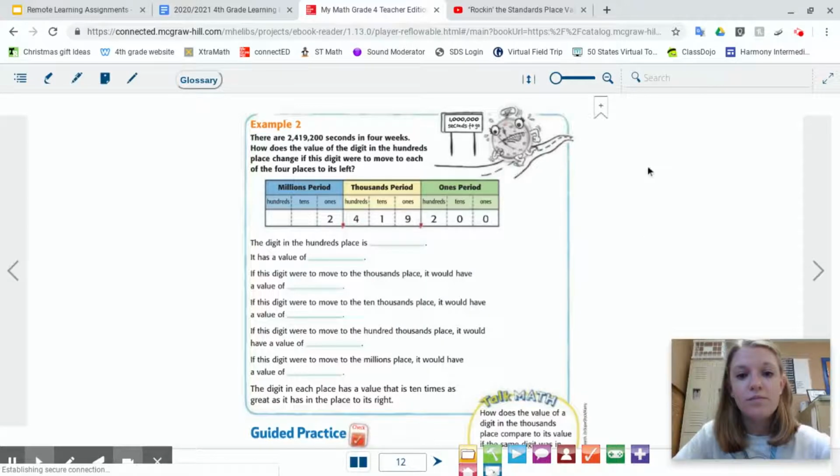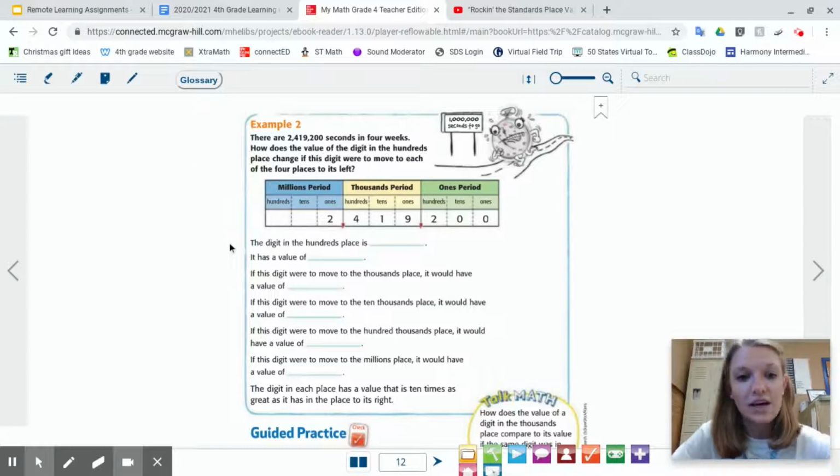There we go. All right, there are, looks like a big number to me, many seconds in 4 weeks. How does the value of the digit in the hundreds place change if this digit were to move to each of the 4 places to its left? So let's look at that again. How does the value of the digit in the hundreds place change?